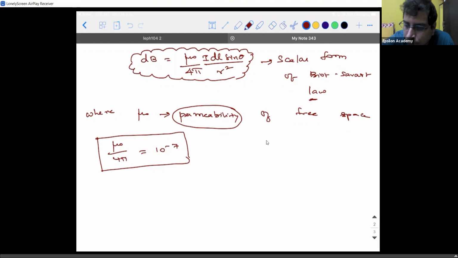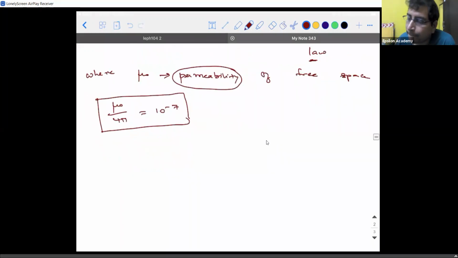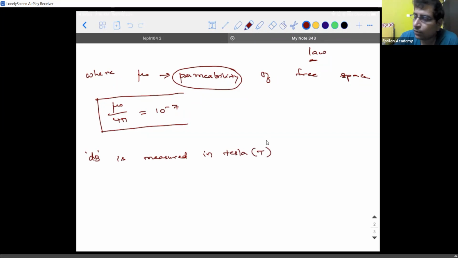Okay. Listen guys. I wrote it as 10 power minus 7, but I didn't write the units for it, so I'm leaving some space for it. Observe, dB is measured in Tesla. Not only dB, it is magnetic field. So the SI unit of magnetic field is Tesla. Tesla is the name of a scientist, so capital T.